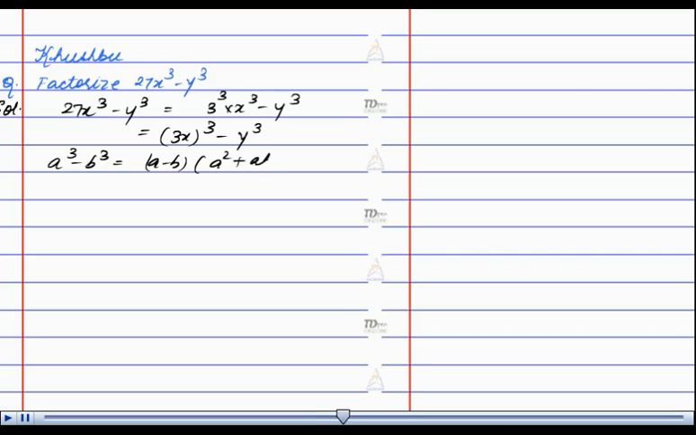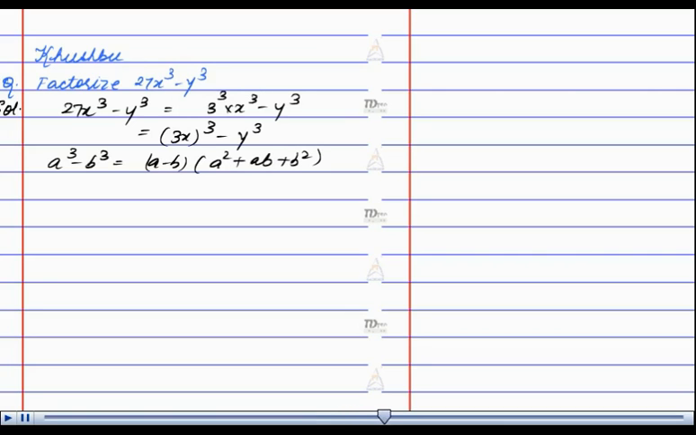The question is, factorize 27x cube minus y cube. Here, 27 can also be written as 3 cube. Therefore, the expression becomes 3x whole cube minus y cube, and we know that a cube minus b cube is equal to a minus b into a square plus ab plus b square.